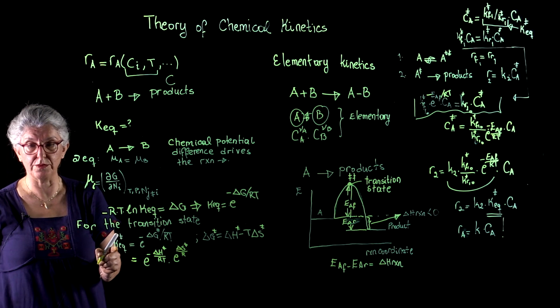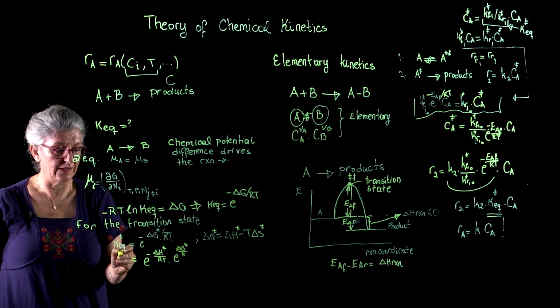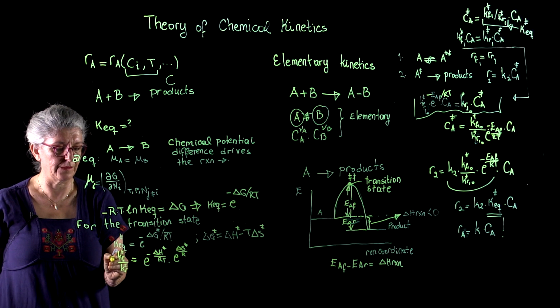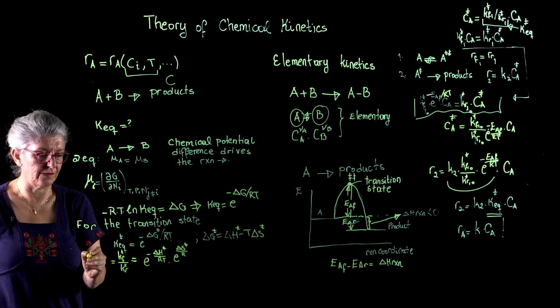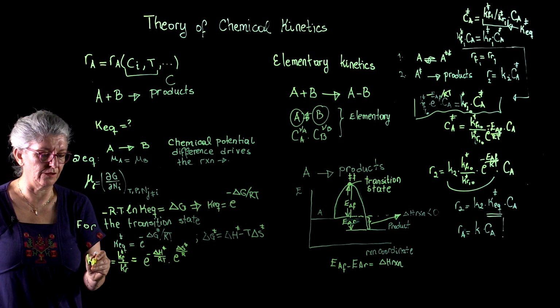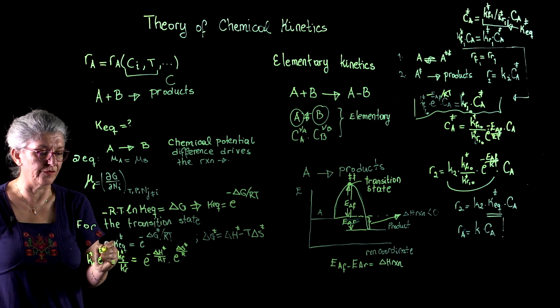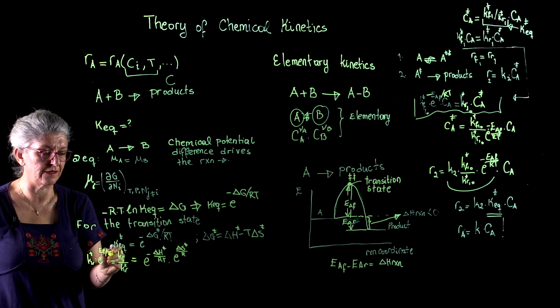What was K equilibrium? This was K forward divided by K reverse. What was that? This was K0 times e to the power E forward over RT.